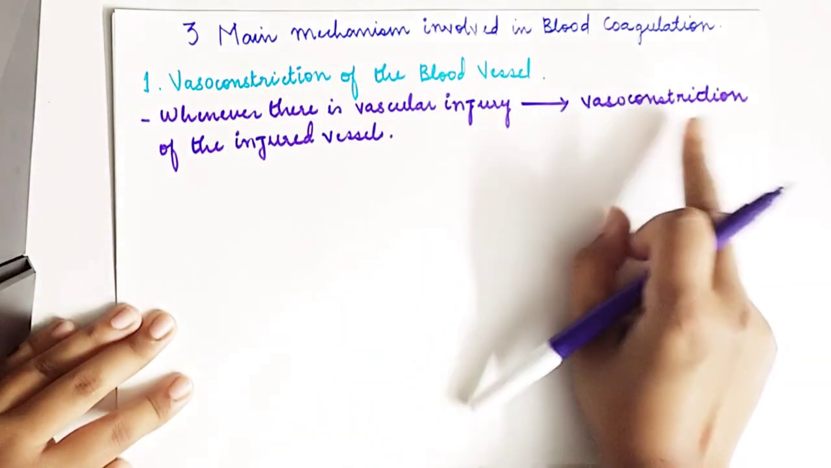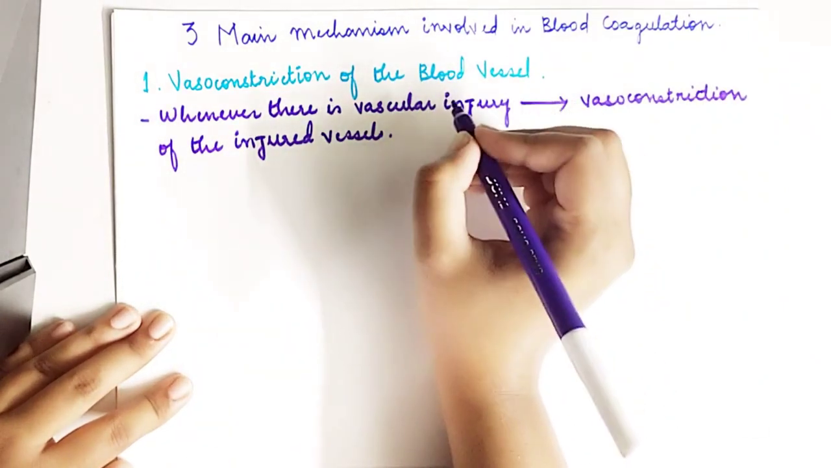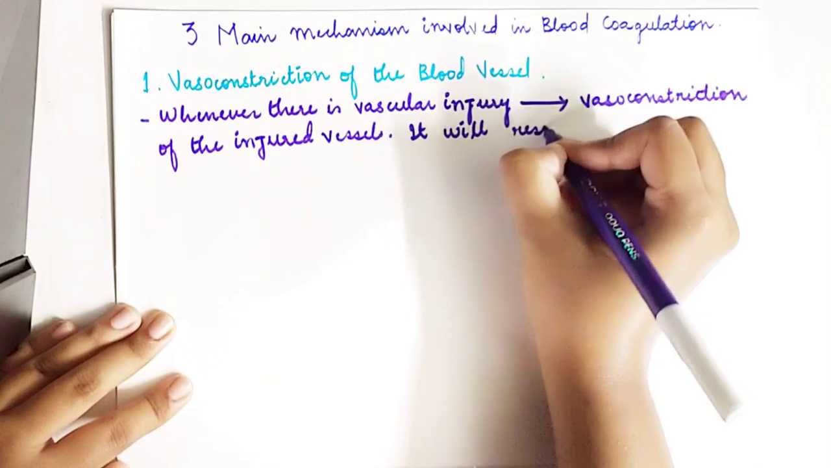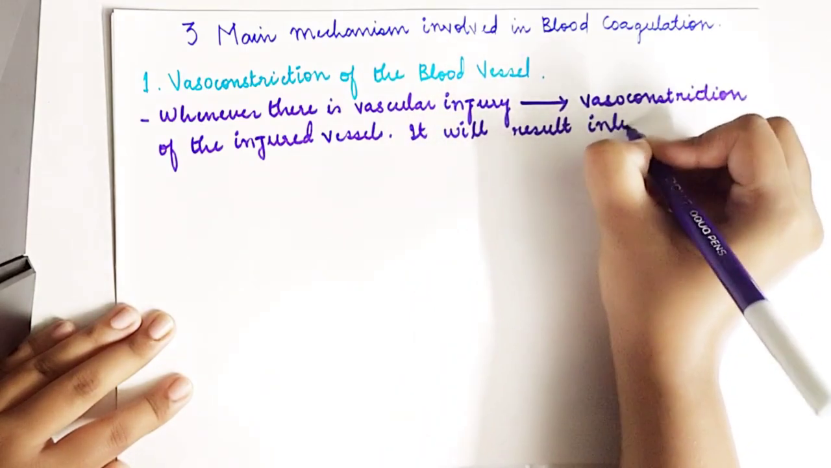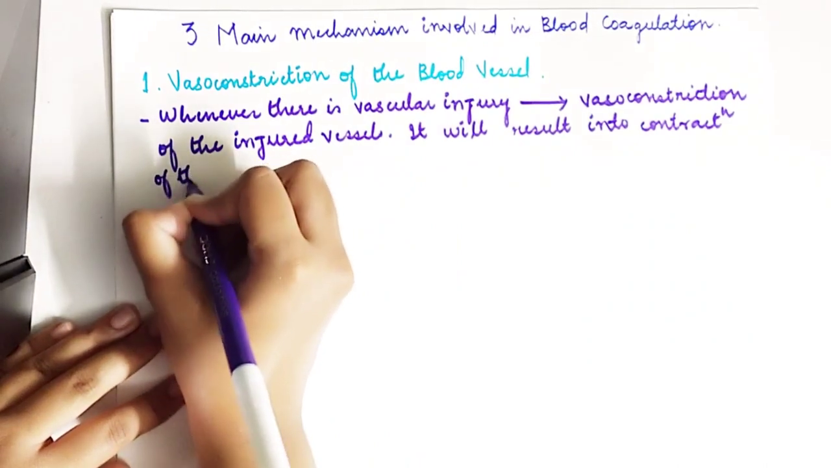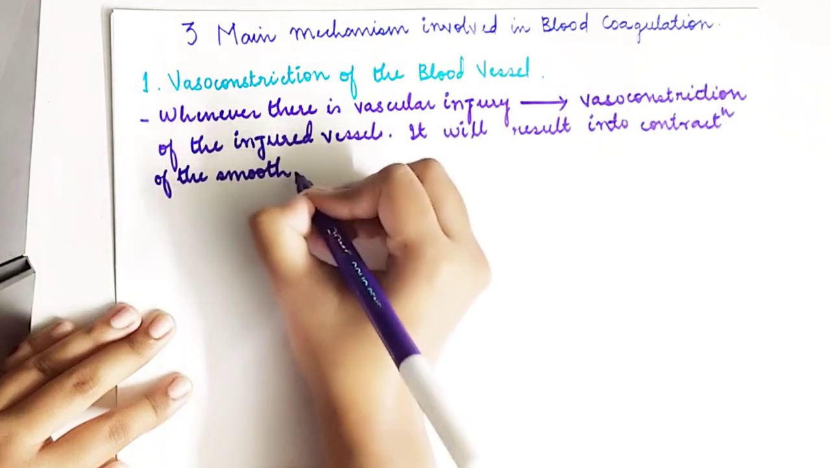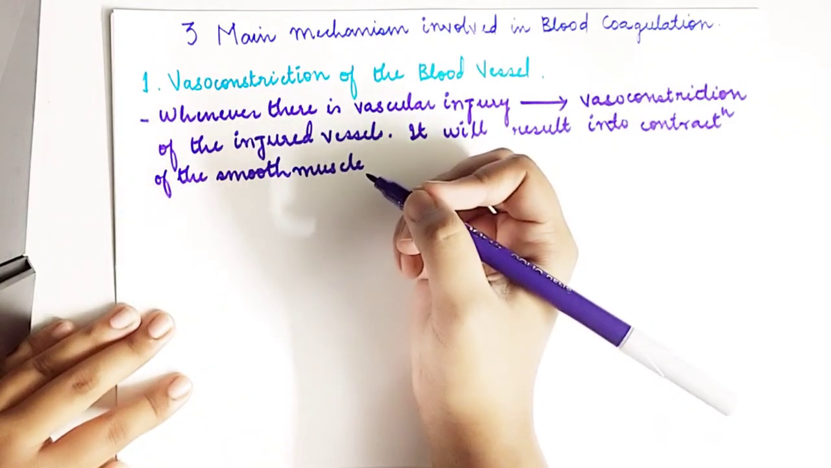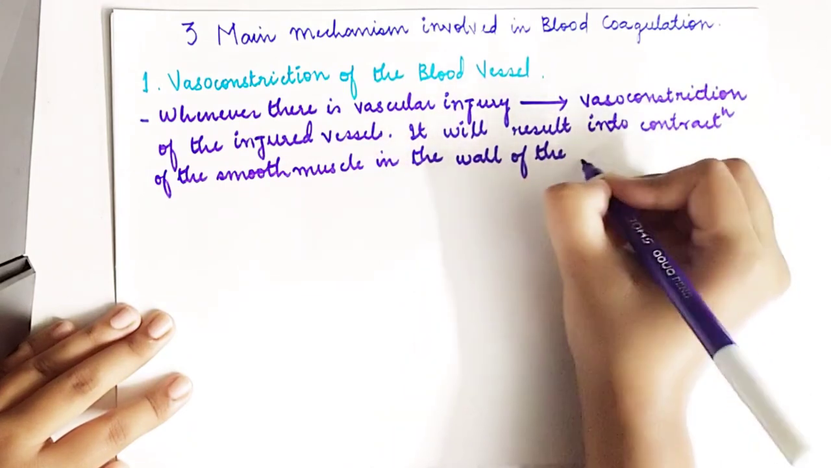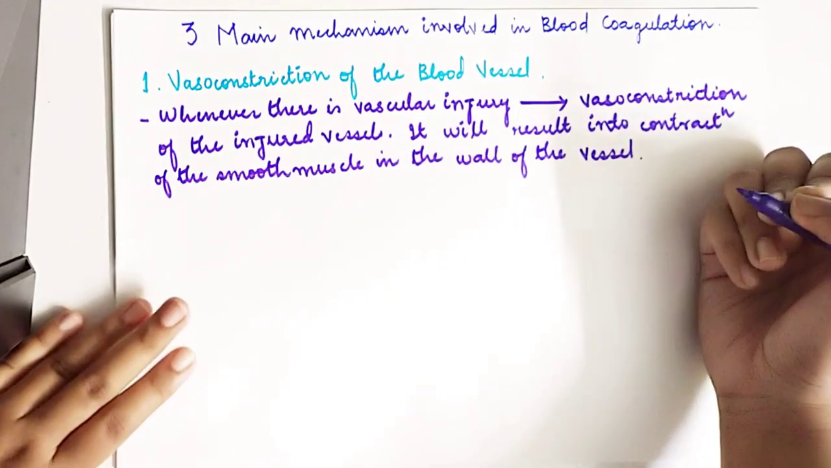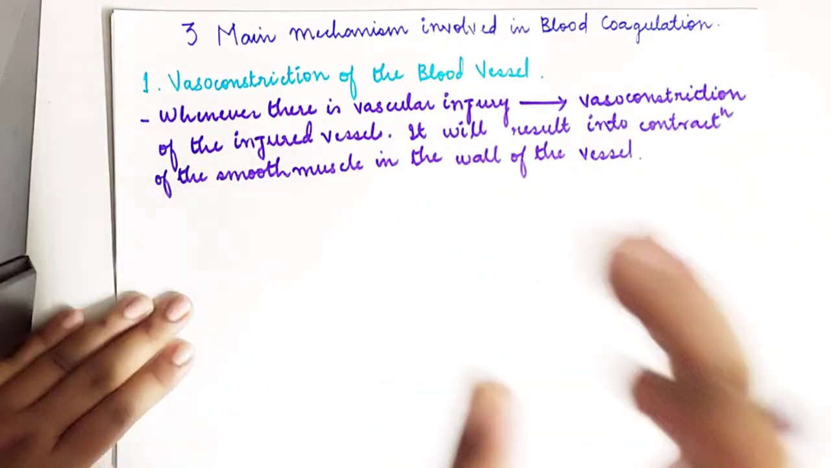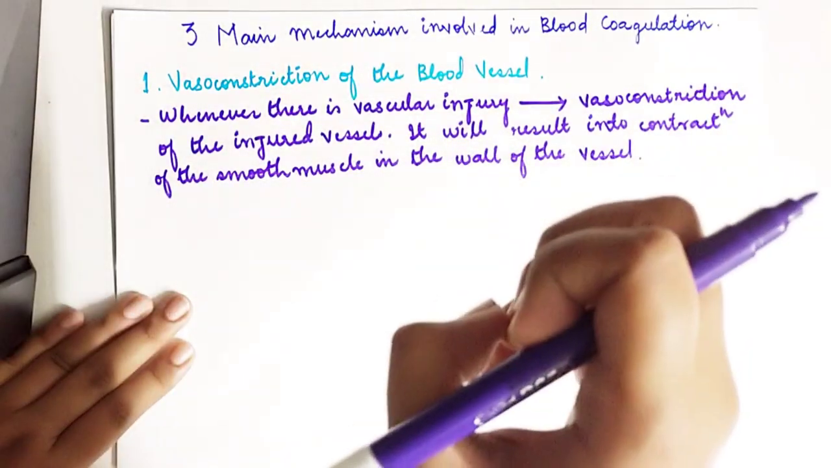and as there will be vasoconstriction of the injured vessel, it will result in contraction of the smooth muscles in the wall of the vessel. So repeating the first point, whenever there is a vascular injury, there will be vasoconstriction of the injured vessels, and as a result there will be contraction of the smooth muscles which are present in the wall of that injured vessel.